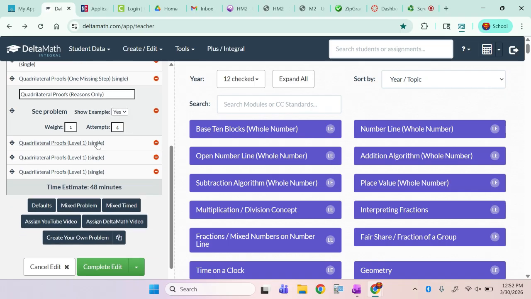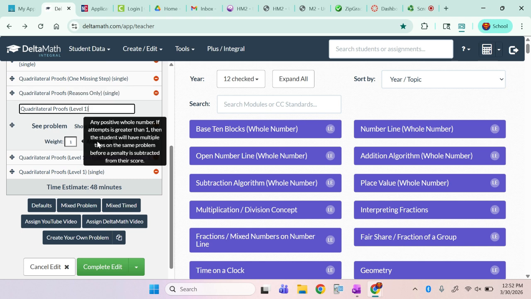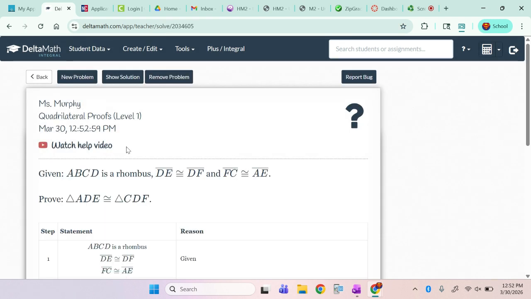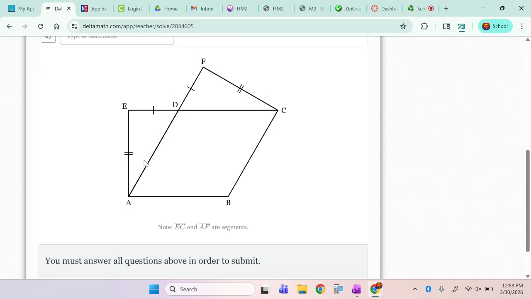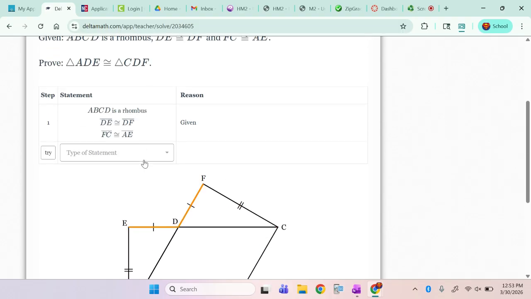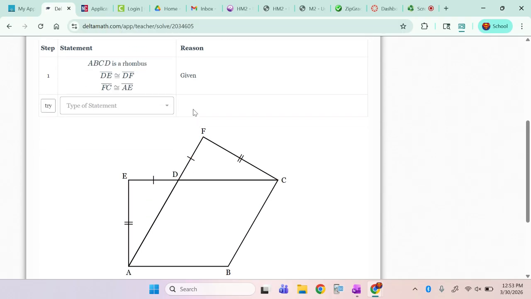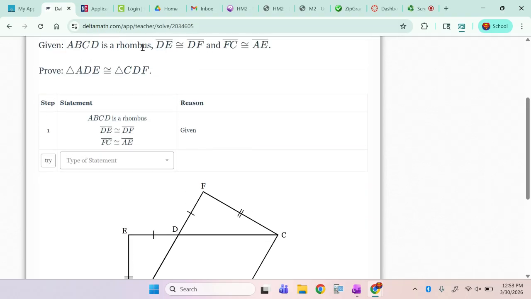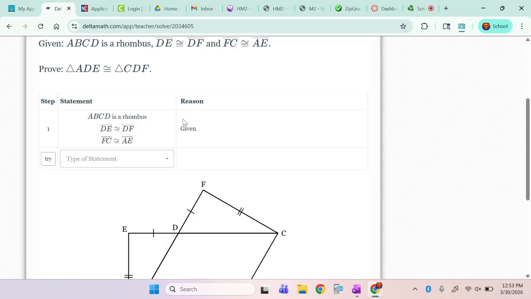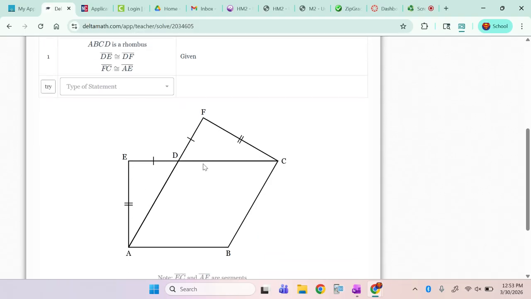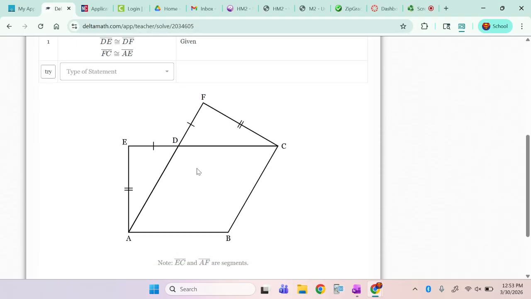All right. Now let's see if we can do one by ourselves. Well, I'm not going to have you guys do it by yourselves, but we're going to work through one where we have to do the whole thing. So go to the next one. It says ABCD is a rhombus. They also said that these two segments are equal and these two segments are equal, and they want us to prove that these two triangles are congruent. This is actually really easy.